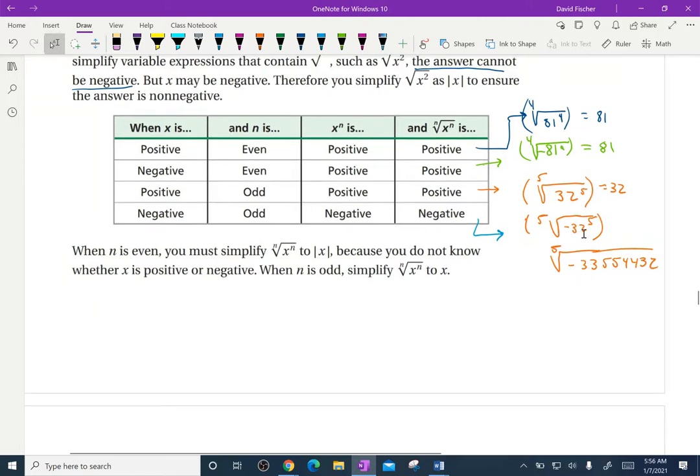Here's where we get into a little bit of trouble, though. If I have a negative 32, and since my exponent is an odd number, my answer is going to be negative if I take negative 32 to the fifth power. I did it on my calculator. It's this number right here. Now, if I clear out my calculator and try to take the square root of that, then I am going to have some problems because it's going to say error because you cannot, again, take a root of some number that is a negative.